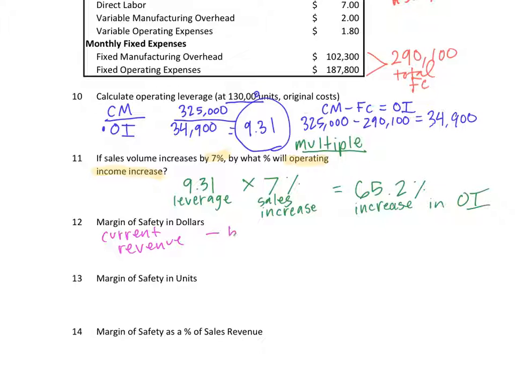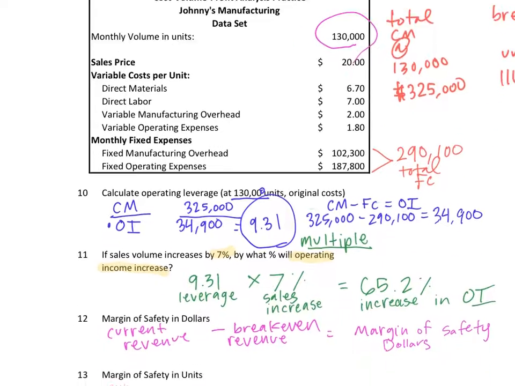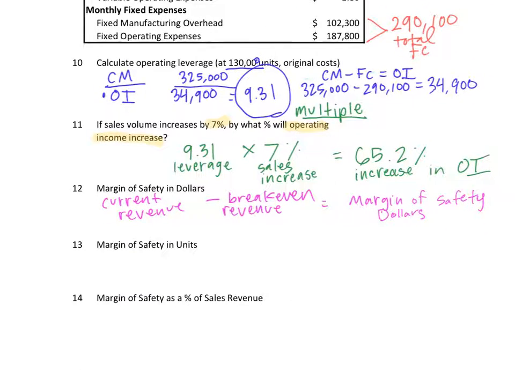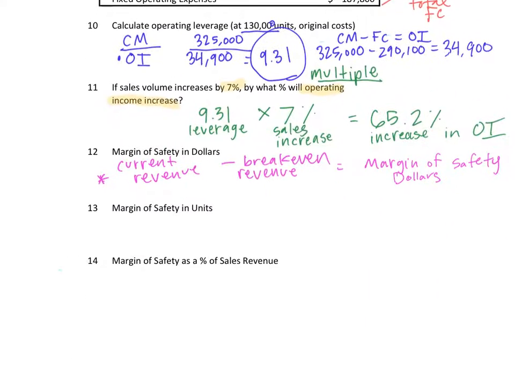So the first thing we have to do is solve for the total sales dollars at our given number of units. And in our data set, it says that our monthly volume in units is 130,000. So to calculate our monthly sales revenue, we're going to take 130,000 units and multiply it by our sales price, which is $20 per unit. Multiply those together and get our revenue of $2,600,000. Now that we have solved for our current sales revenue, we can simply subtract the break-even that we calculated in the last video, and the difference is our margin of safety, which calculates to 279,200.